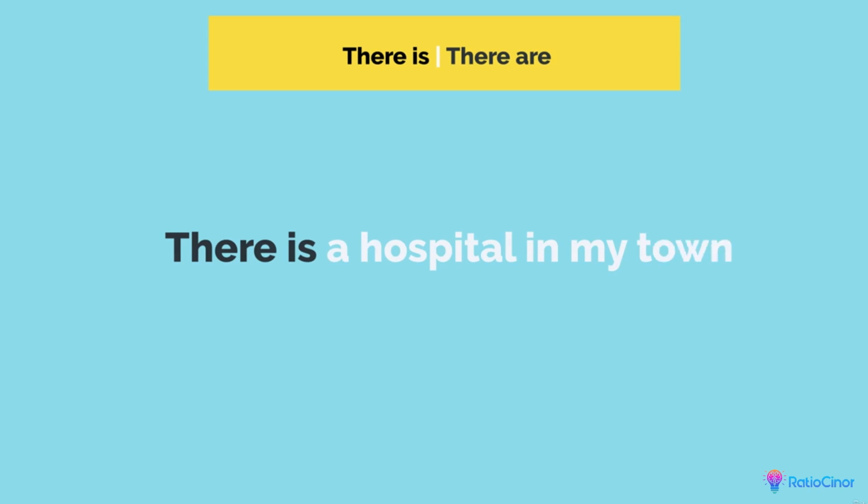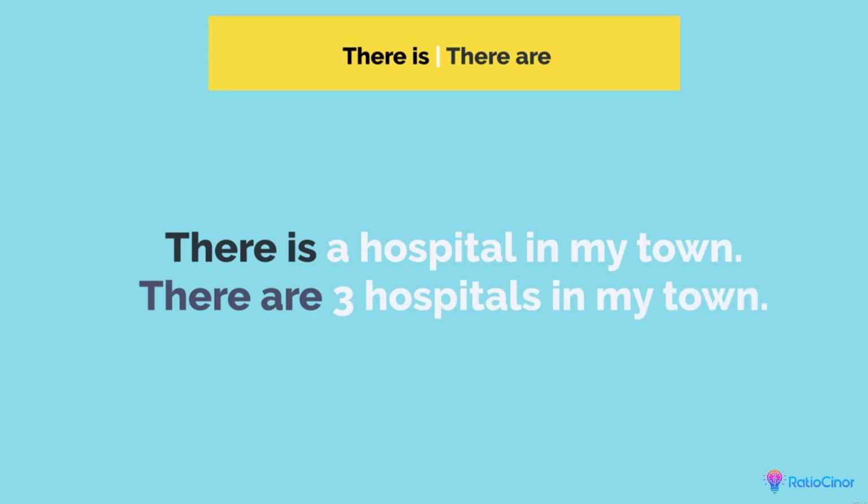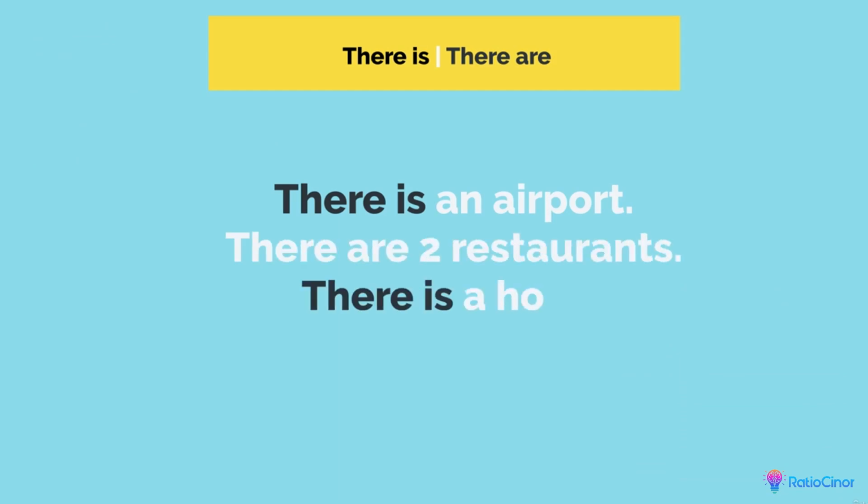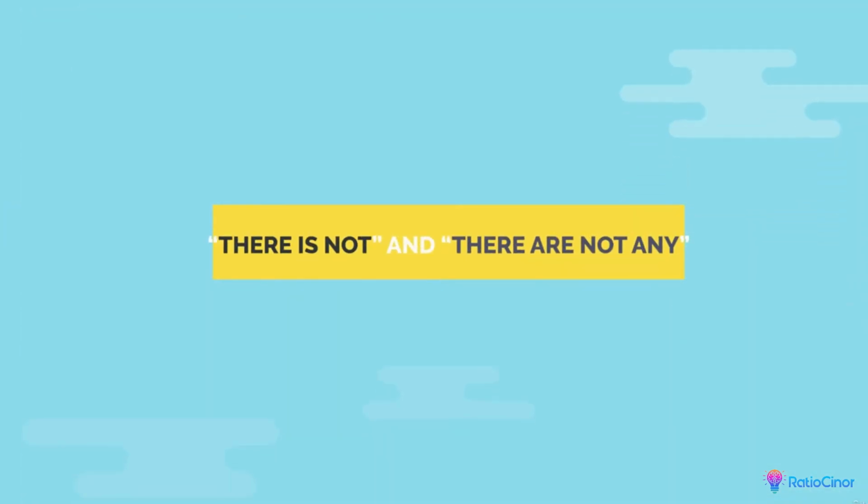Use there is to talk about one thing, singular. There are 3 hospitals in my town. Use there are to talk about more than one, plural. More examples. There is an airport. There are 2 restaurants. There is a hotel.